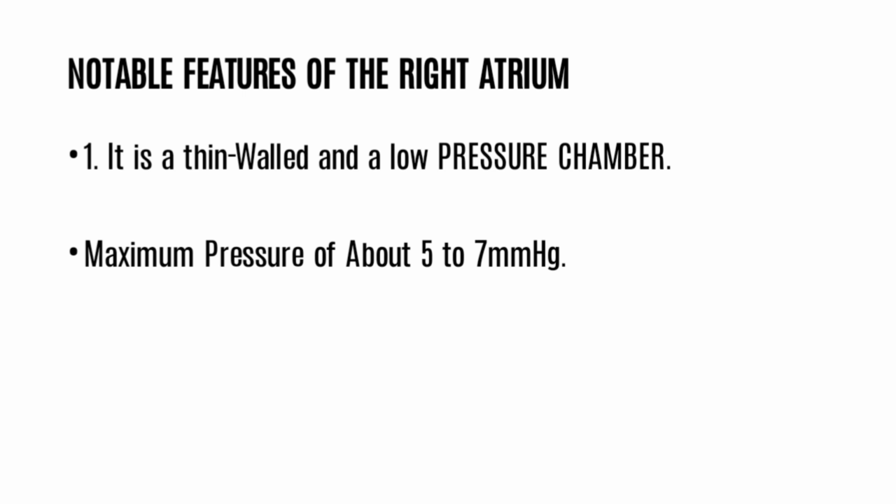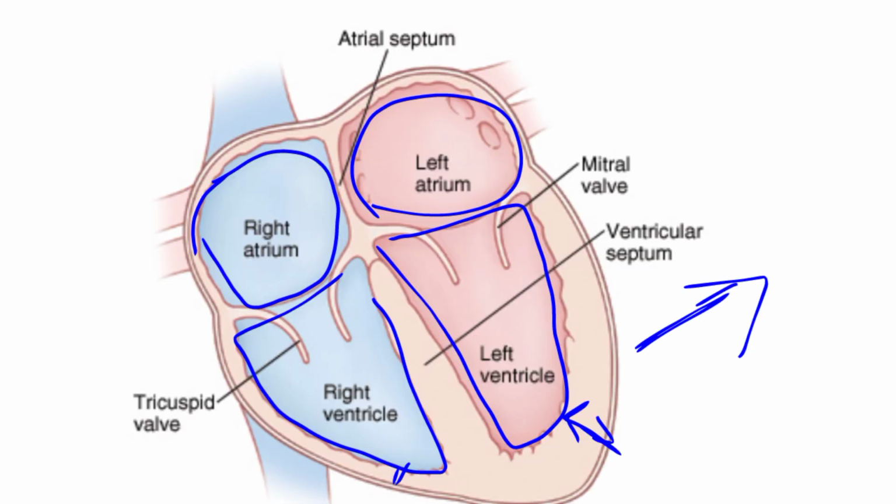Okay, next thing we have here, we're looking at some notable features of the right atrium. Now, the first thing you have to note is that the right atrium is thin-walled and a low-pressure chamber. Note these 2 things: it is thin-walled and it is a low-pressure chamber. Looking at this diagram, you can easily notice that it's actually thin-walled. If you look at it here, you will see that the thickness of the wall is not too profound.